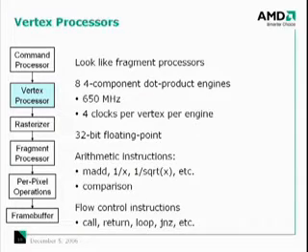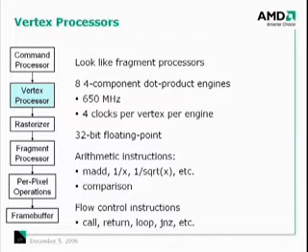Okay, so this is sort of a forward reference. They look a lot like these fragment processors, which I'll come to again. They have these 4-component dot product engines. You do 4 clocks per vertex per engine, so this is how we end up with that rate I showed on the first slide of 1.2 billion vertices per second, at the 650 megahertz rate. Okay, these things are 32-bit floating point. They have arithmetic instructions like multiply, add, 1 over x, 1 over square root of x.